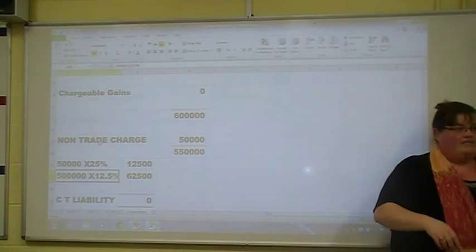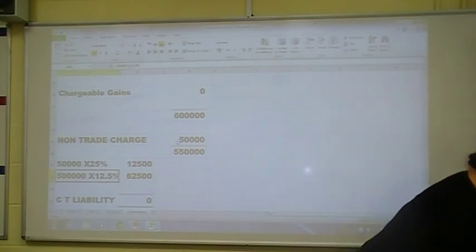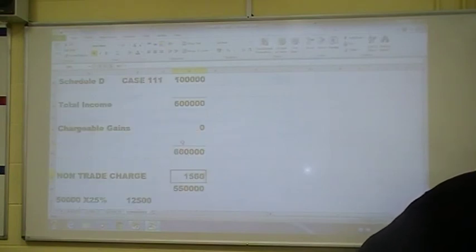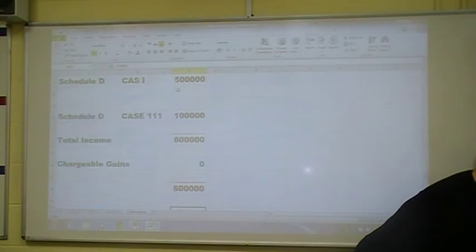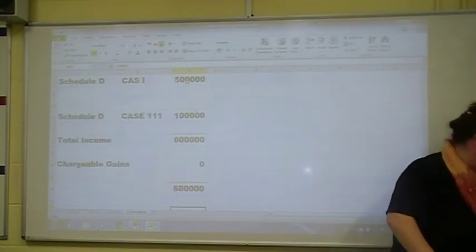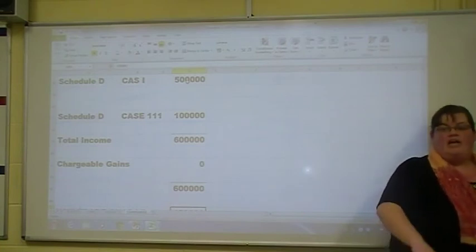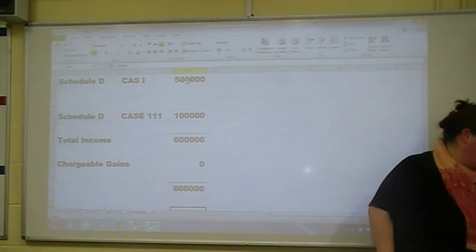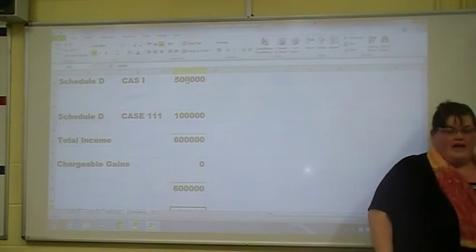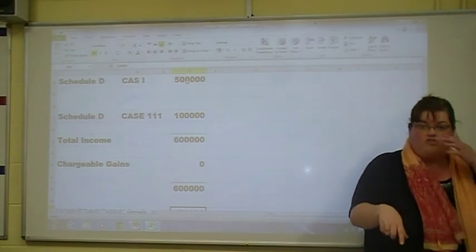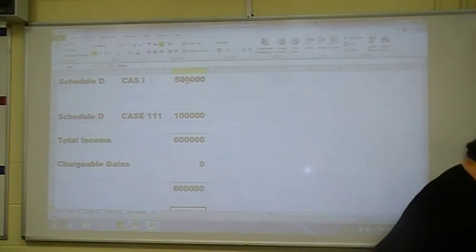Say if the non-trade charge had been 150,000, then you would get totally rid of that 100,000 and you take 50,000 off of there. So you go to your case 3, 4 or 5 first with your non-trade charge and then anything else against your case 1 or 2. They can be hard, those ones, but I will bring in more questions on those trade charge and non-trade charges for the next night.